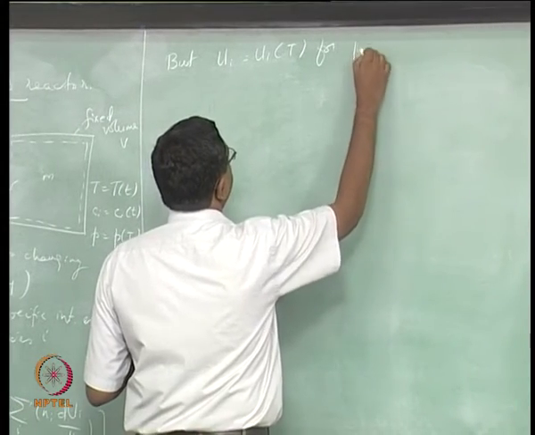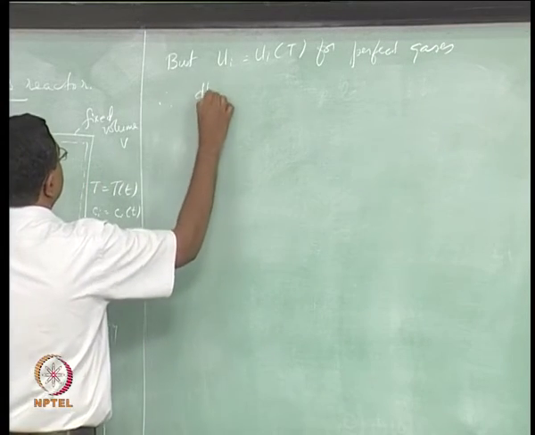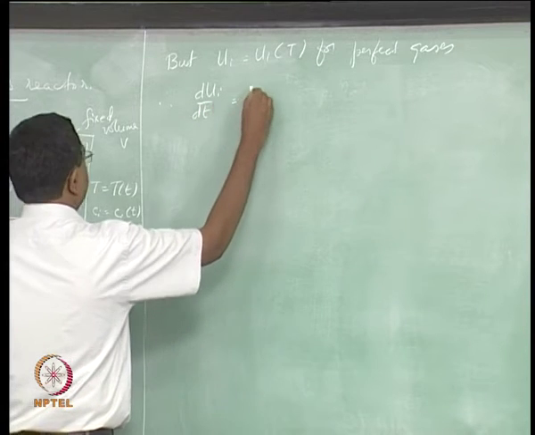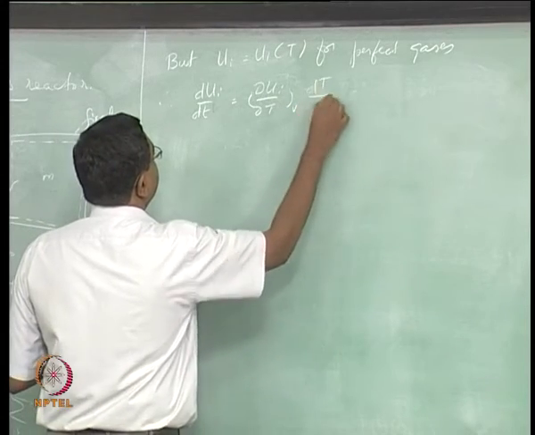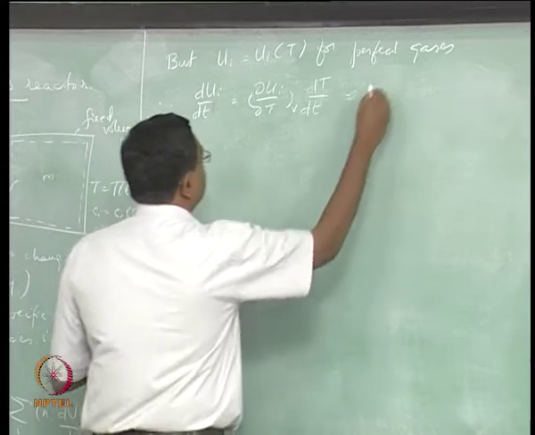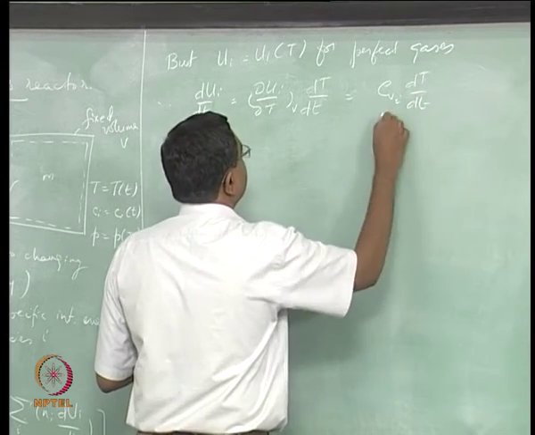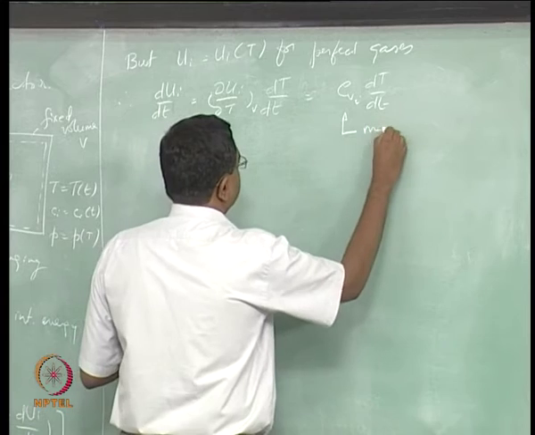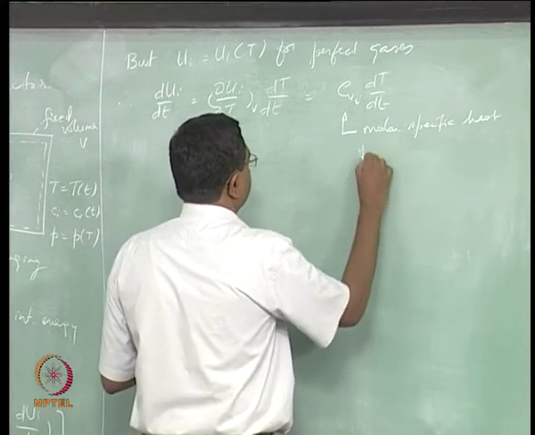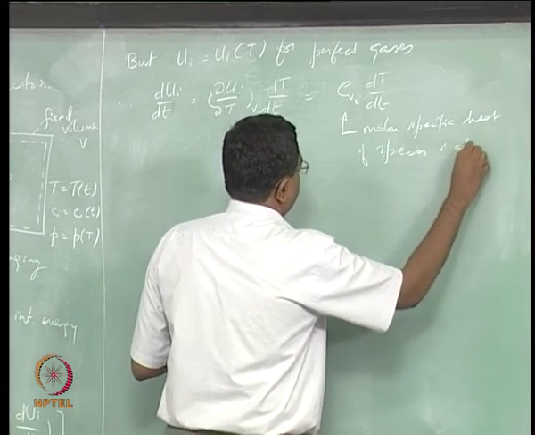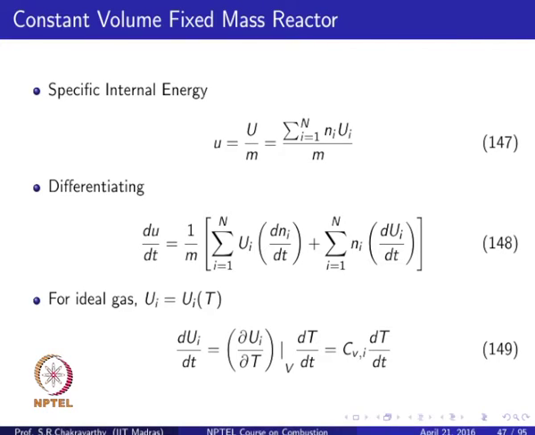So for perfect gases, therefore, dUi over dt is equal to, at constant volume here, dUi over dT times dT over dt. Now this is equal to capital Cvi dT over dt. So this is the molar specific heat of species i at constant volume.